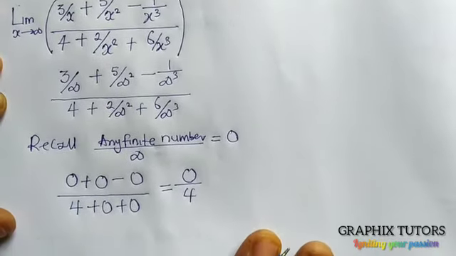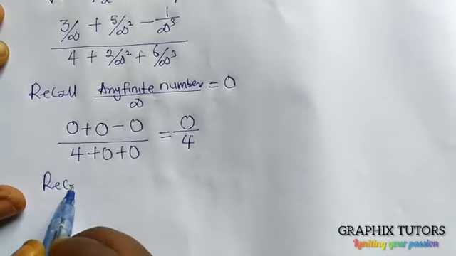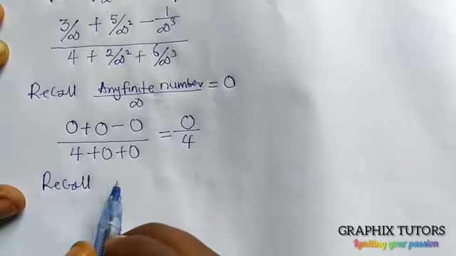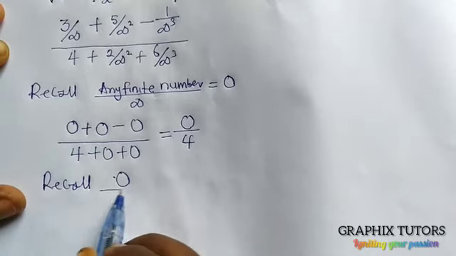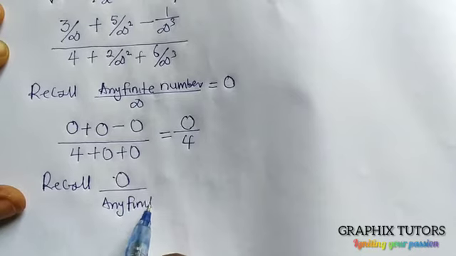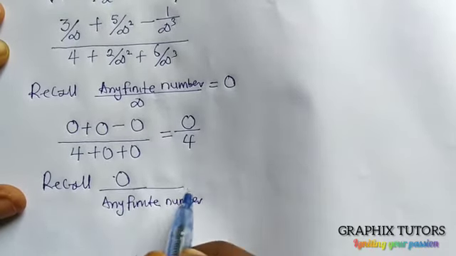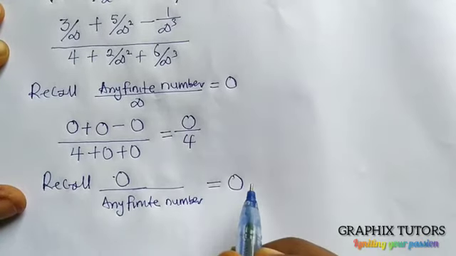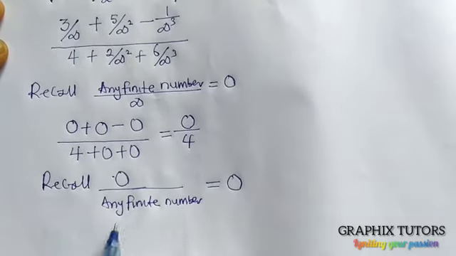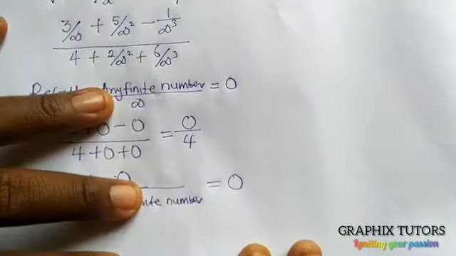And also, since we're having 0 over 4, also recall that 0 over any finite number is going to give us what? 0. Is that okay? So our answer here is 0. That is for that question.